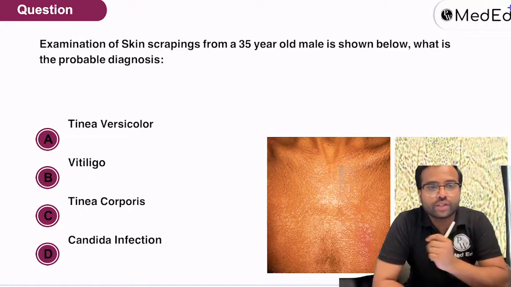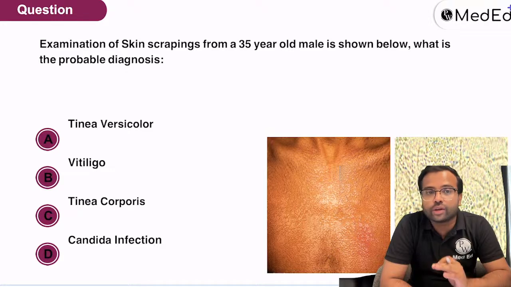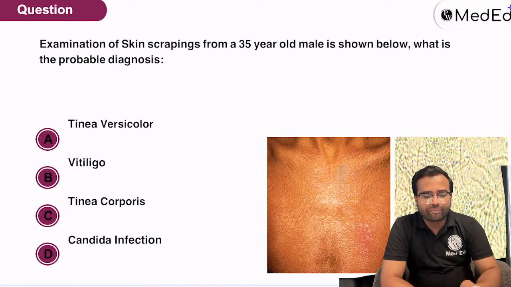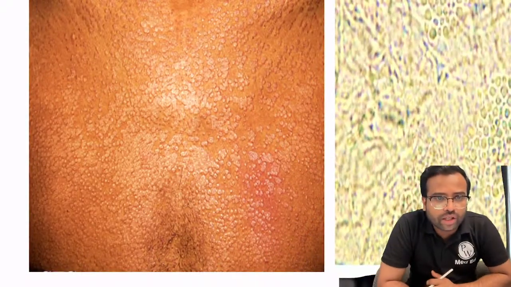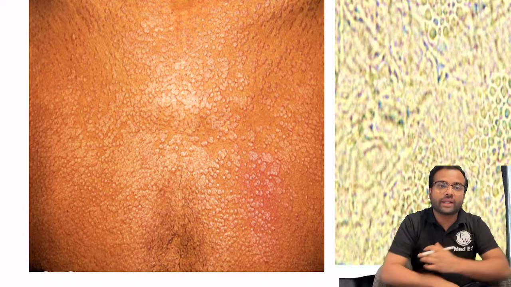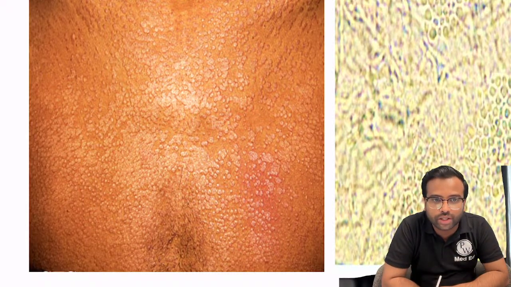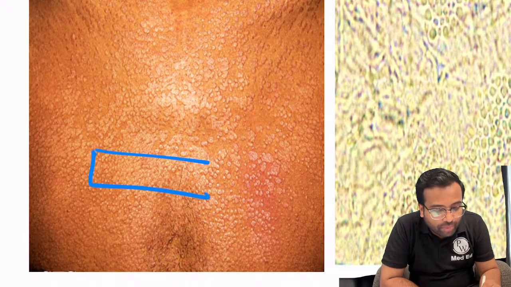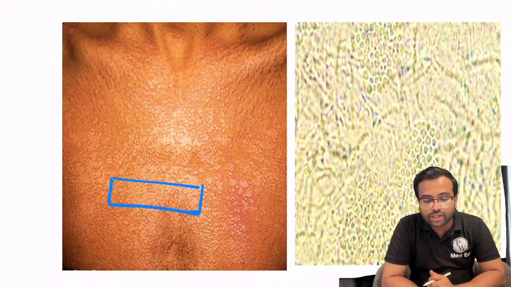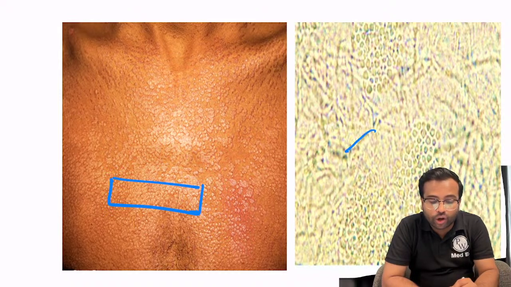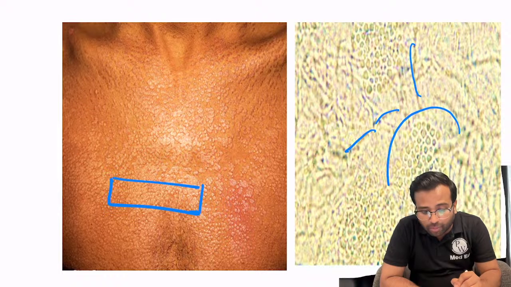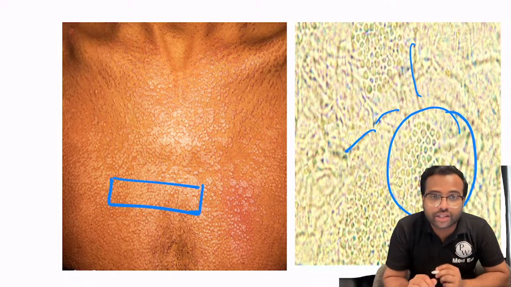An examination of a skin scraping from a 35-year-old male is shown below. What is the probable diagnosis? So here a skin scraping was done. This is the image where I can see a large hypopigmented patch, probably over the trunk of the patient. If we do a scraping from this area and you see something like this, what I can see is that there are long strands as well. These are all long strands of fungus, and there are multiple rounded lesions as well.